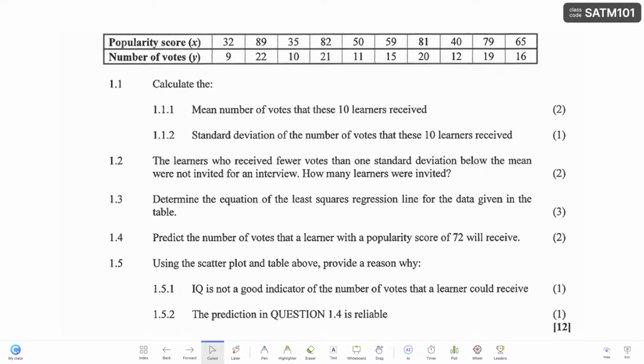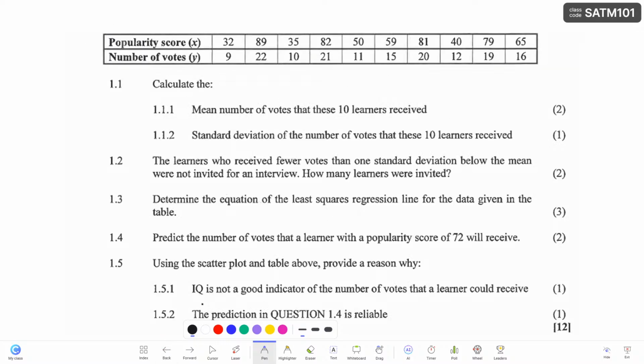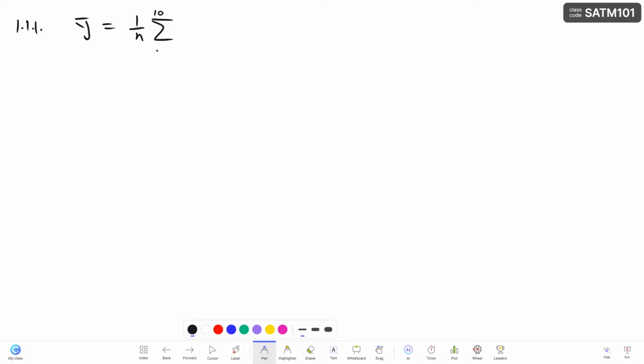So if we check our table here, we have popularity score and we have number of votes. You need to make sure that you calculate the mean for the number of votes, because the question asks to calculate the number of votes, which is y. So, opening a new whiteboard. So 1.1.1. The mean formula is y bar is equal to 1 over n sum. How many learners do we have there? We have 10 learners, so it's going to be from i equals 1 to 10.